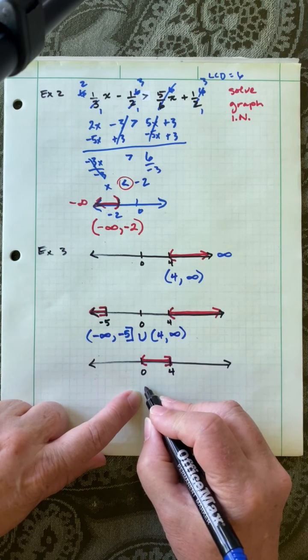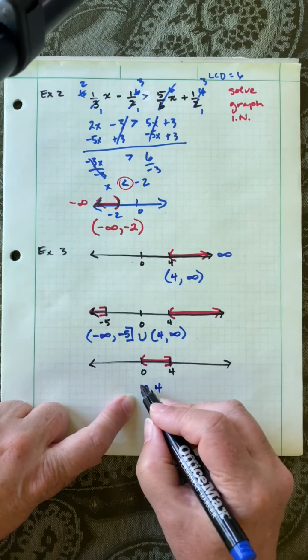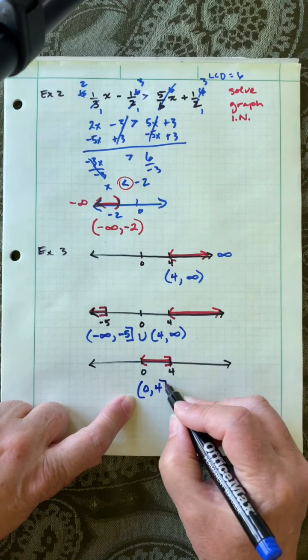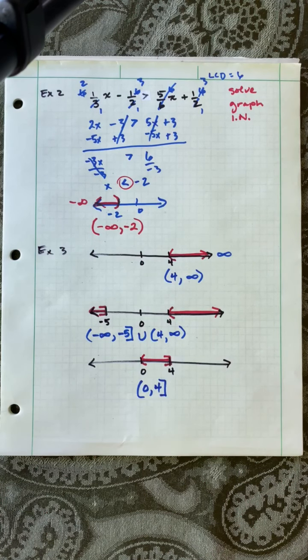This next one here, it's just found in between there. So smallest possible answer is a 0. Largest possible answer is a 4. This one has a parenthesis, and this one has a bracket. And that's it. That's all I'm looking for, you guys.